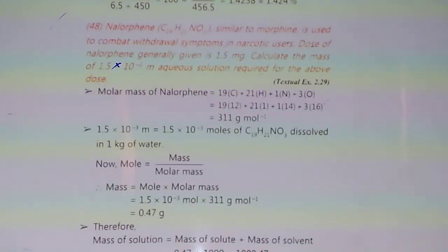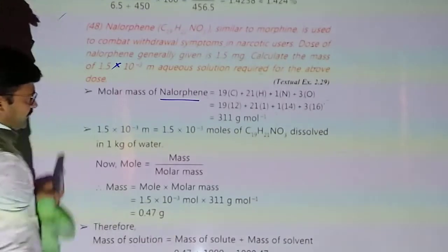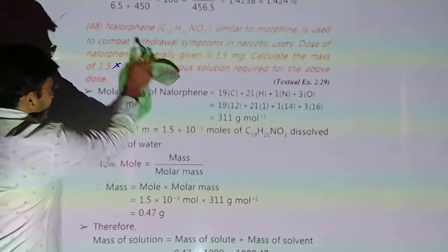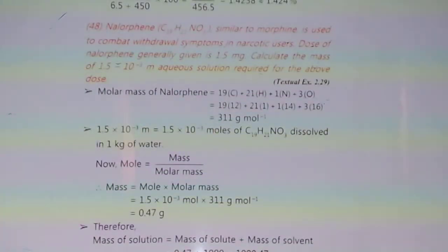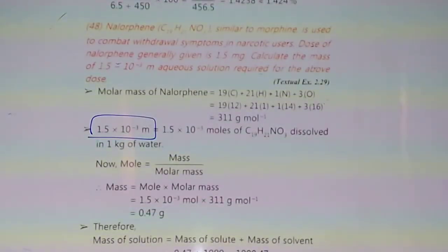The 1.5 milligram solute nalorphine is given as a pill, so what should be the total mass of that pill? Solute is 1.5 milligram. So first molar mass of nalorphine: 19 carbon, 21 hydrogen, 1 nitrogen and 3 oxygen, so 311 gram per mole. Our solute is 1.5 into 10 raised to minus 3 molality, so 1.5 into 10 raised to minus 3 moles of nalorphine dissolved in 1 kilogram.